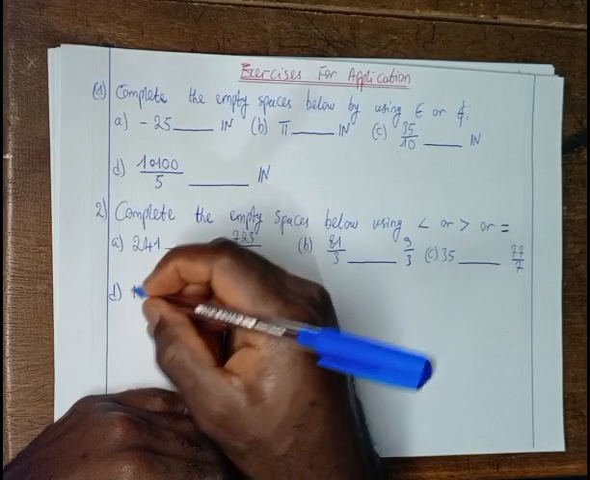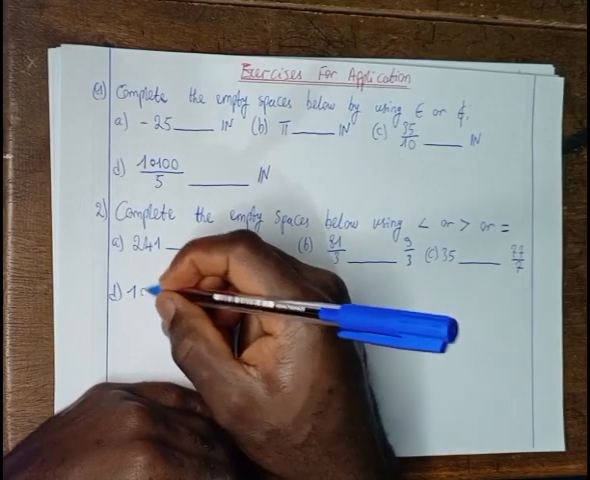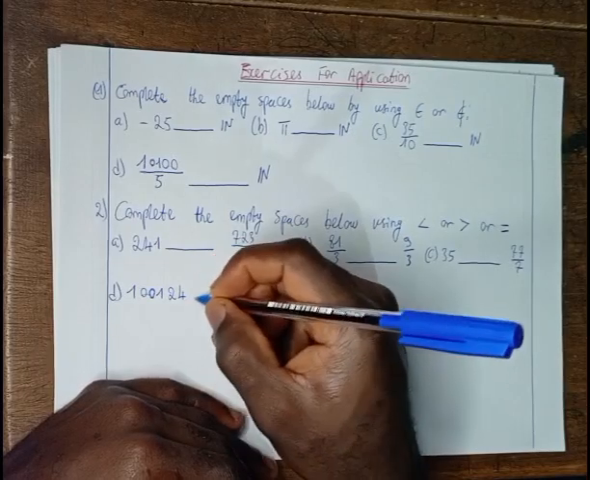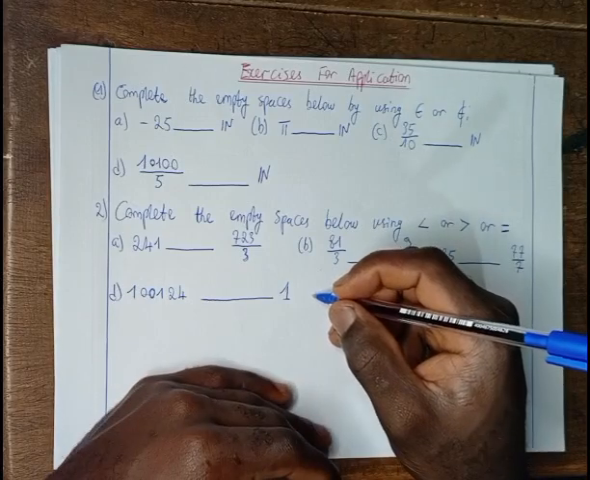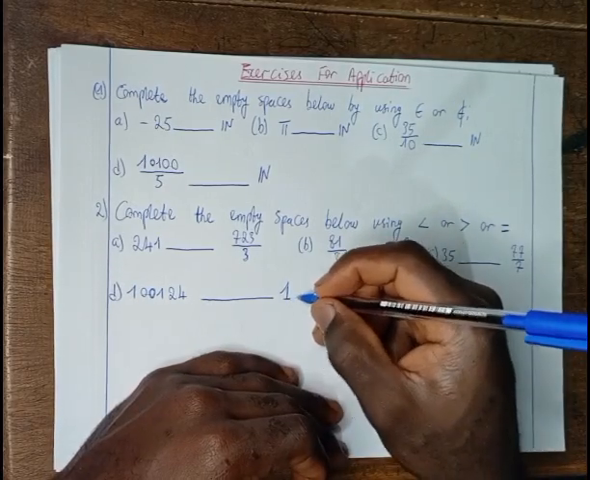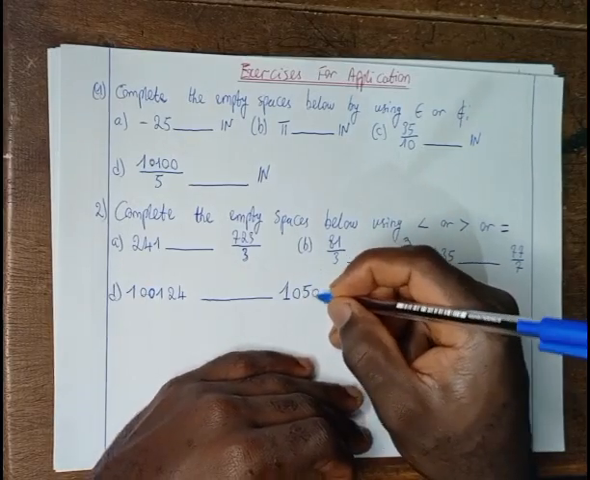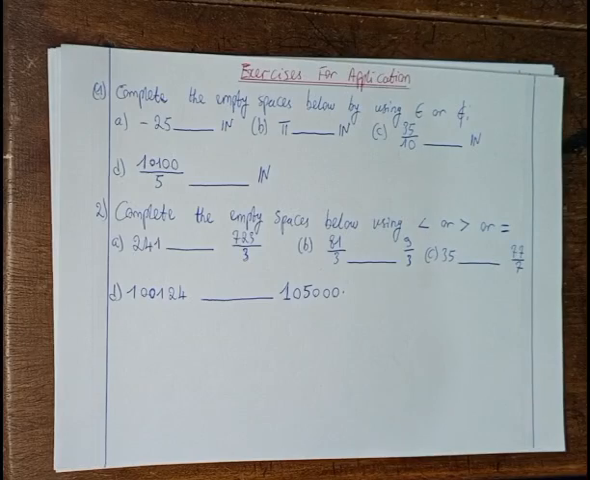Lastly, for D, we have the number 100,124, the empty space 100,105. Let's do the number 105,000. So these are the exercises for application we have. You do well to answer the questions. In our next video, we are going to start by correcting these exercises, and the next topic will be operations on natural numbers. Thank you very much for watching.